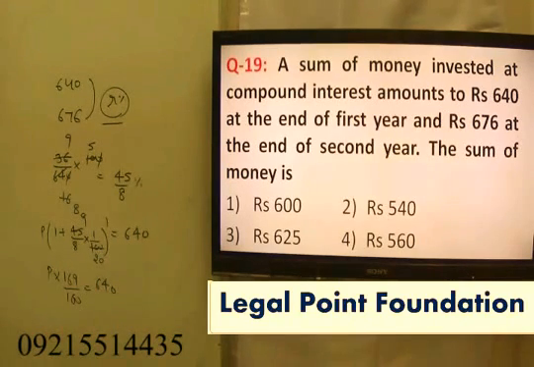A sum of money invested at compound interest amounts to 640 at the end of the first year and 676 at the end of the second year. The sum of money is... First we take the rate of interest and then we apply it, right? The rate of interest would be taken as 36 upon 640 into 100. Zeros cancel out. 4 will go on 16, 4 will go on 9. Then 2 will go on 8, 2 will go on 5. That is 45 upon 8% is my rate of interest. Solve it. I hope there is some mistake in the question. You have to solve it this way.